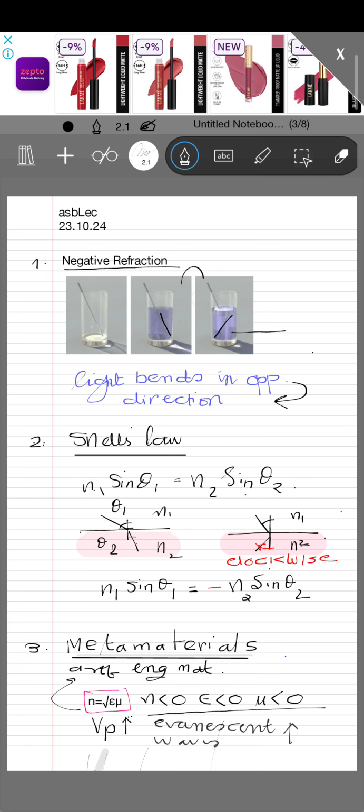Other properties of metamaterials are that the phase velocity increases, and also the evanescent waves, which decay very rapidly with respect to distance and are found in optical fibers where total internal reflection is taking place, are enhanced. These waves do not decay so rapidly.